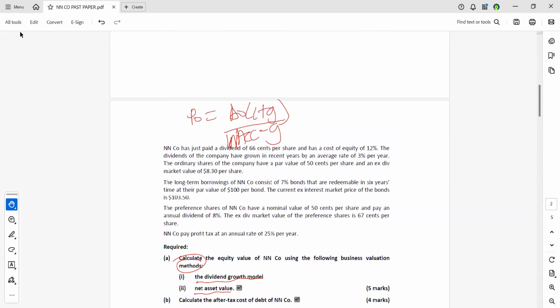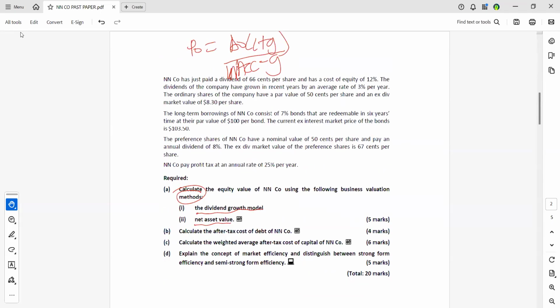Now, they are saying that NN Co has just paid a dividend. You see where the issues happen. They said they have just paid a dividend of 66 cents per share. So I have my dividend here. I'll put 66 cents, and I can put it in dollars as 0.66. That means I've converted the cents to dollars. So I have my dividend.